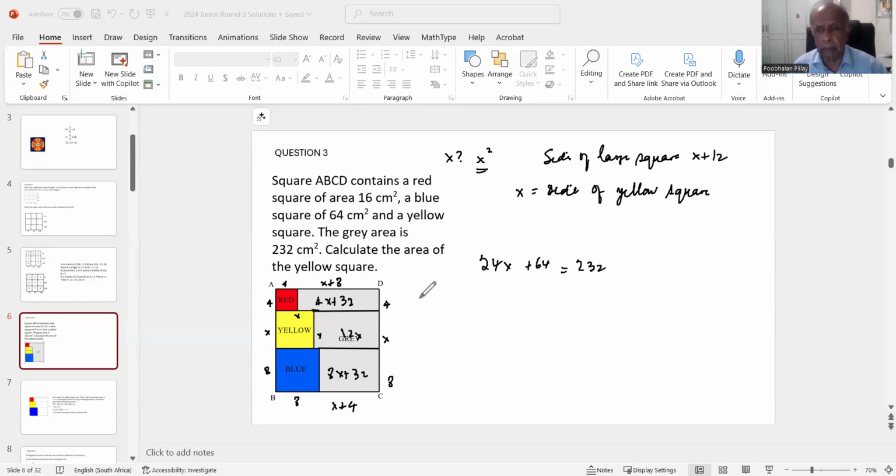So you got an equation involving x. And if you bring the x's to one side, 24x is equal to, when you take this to the other side, you get 168, because 168 plus 64 is 232. Well, x is a nice whole number, 7. And the area that you're looking for is x squared, which is 49.